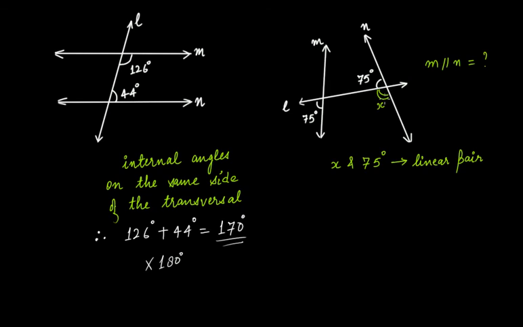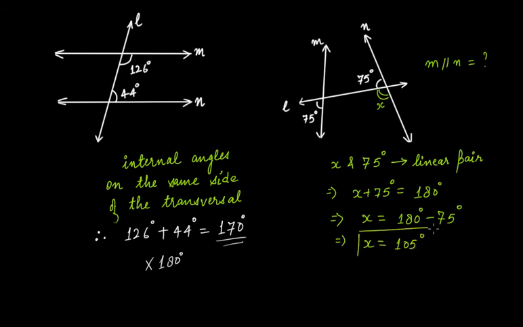So if these two adjacent angles are a linear pair, therefore X plus 75 degrees will be equal to 180 degrees. It means that X is equal to 180 degrees minus 75 degrees. It gives you X is equal to 105 degrees. Now if X is equal to 105 degrees, let me write it here. This angle is 105 degrees.